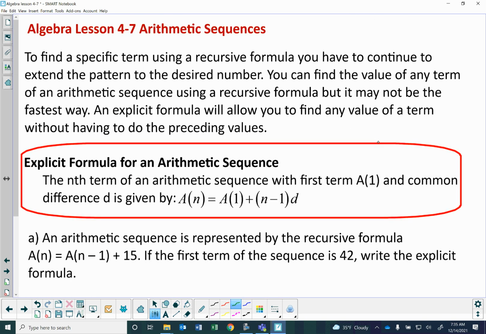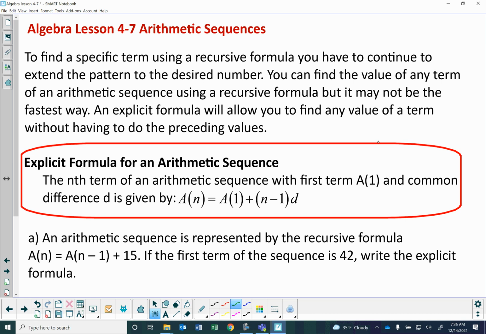To find a specific term using a recursive formula, you have to continue to extend the pattern. I just said that. You can find the value of any term of an arithmetic sequence using a recursive formula, but it's probably not the fastest way. An explicit formula will allow you to find any value of a term without having to do the preceding values. And it's found by using the following formula.